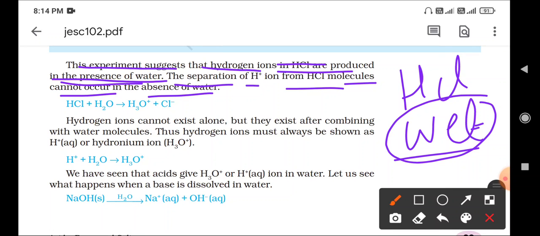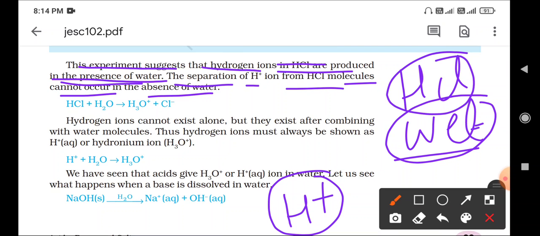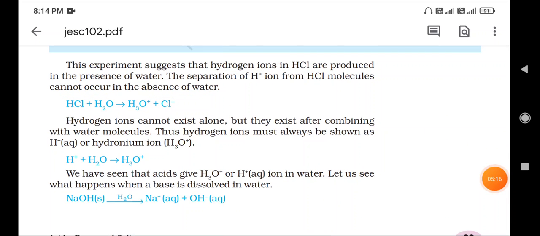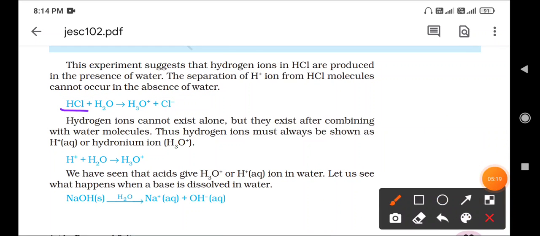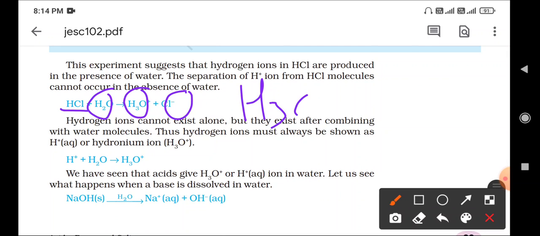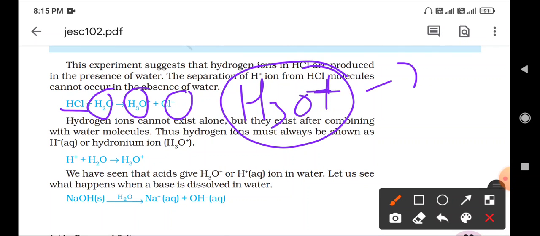H plus means acidic ions, so H plus is responsible for the acidic character. H plus ions are released from HCl solution only in the presence of water molecules. So this is the reaction here. HCl reacts with water molecules and produces the hydronium ion, and the chloride is separated. H3O plus is called the hydronium ion.